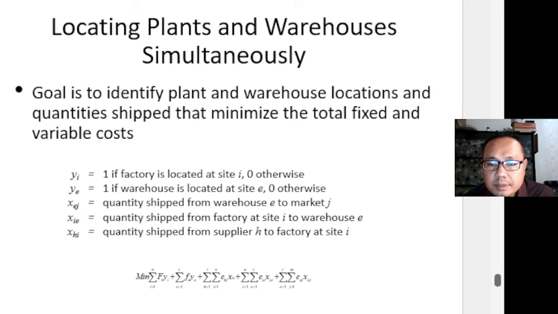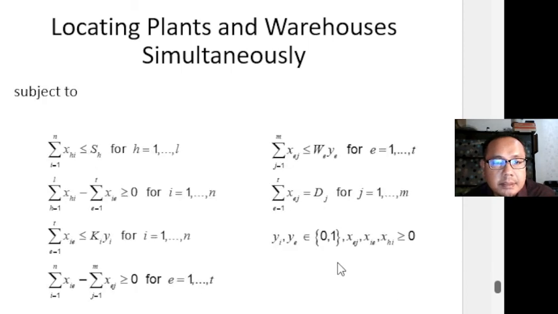The problem is formulated as the following integer program, and we put it subject to these equations: 1, 2, 3, 4, 5, 6, 7. The first equation constraint specifies that the total amount shipped from a supplier cannot exceed the supplier capacity.